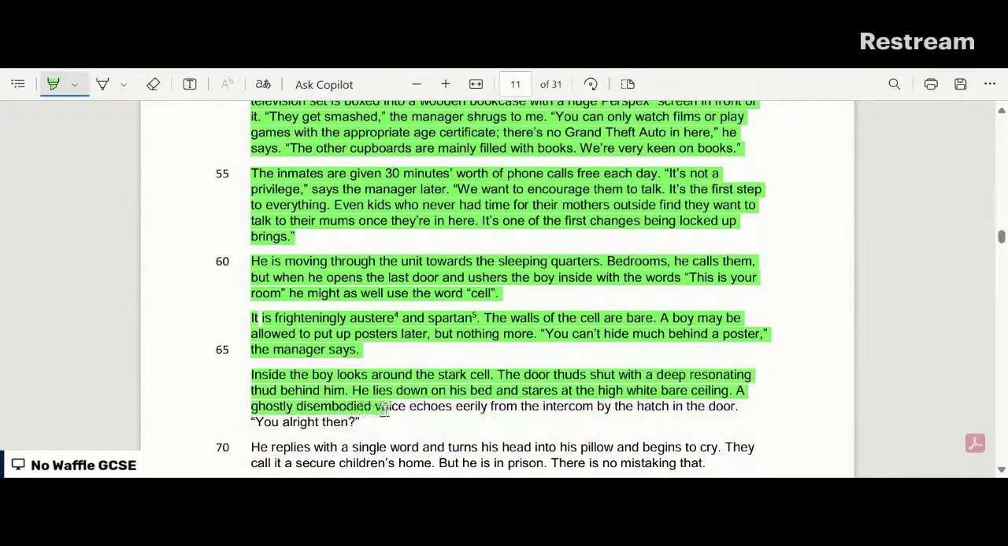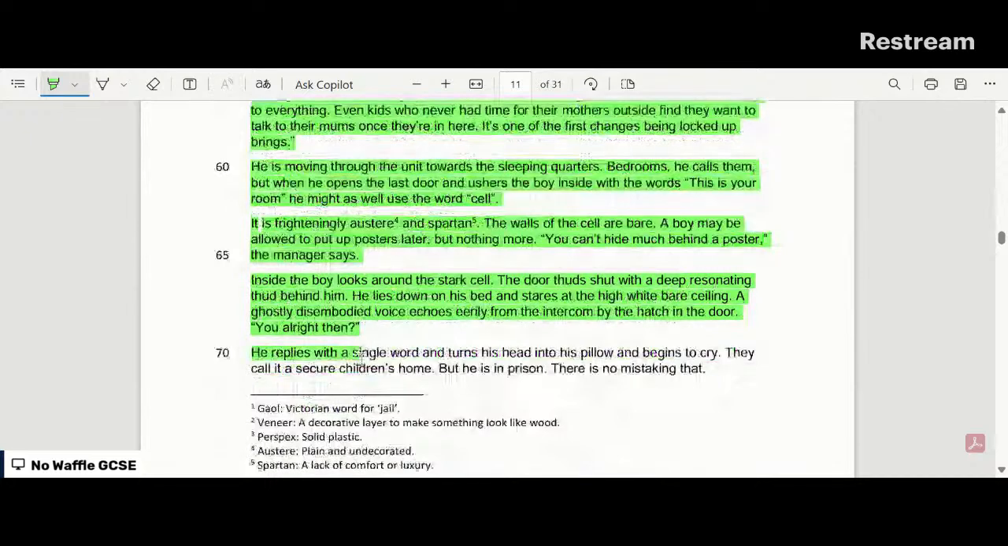A ghostly disembodied voice echoes eerily from the intercom by the hatch in the door. "You all right then?" He replies with a single word and turns his head into the pillow and begins to cry. They call it a secure children's home, but he's in prison. There is no mistaking that.